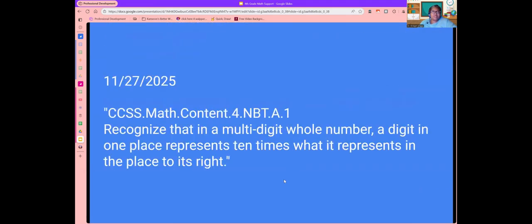In this session, we will recognize that in a multi-digit whole number, a digit in one place represents 10 times what it represents in the place to its right. So let's see that in practice.